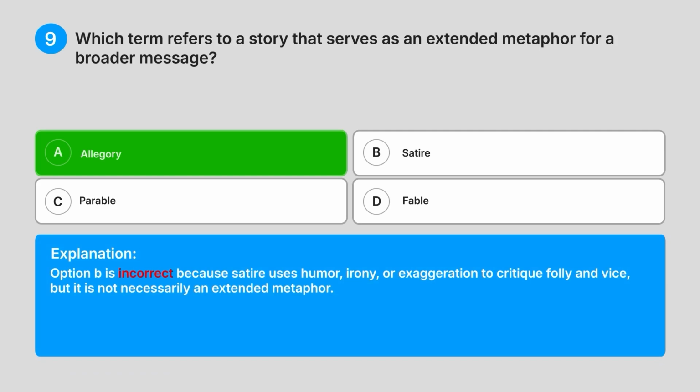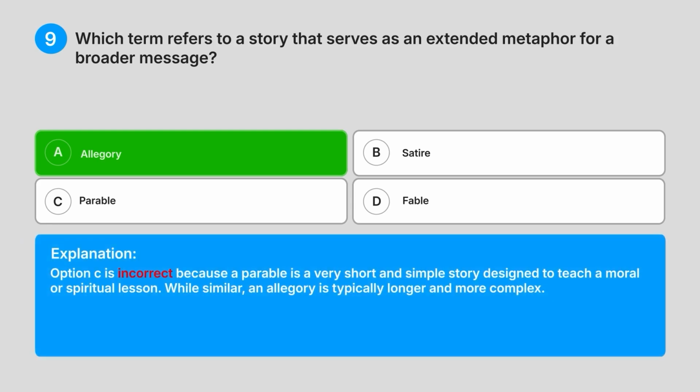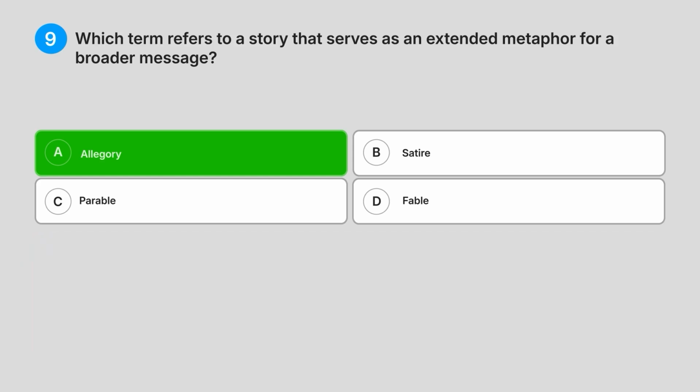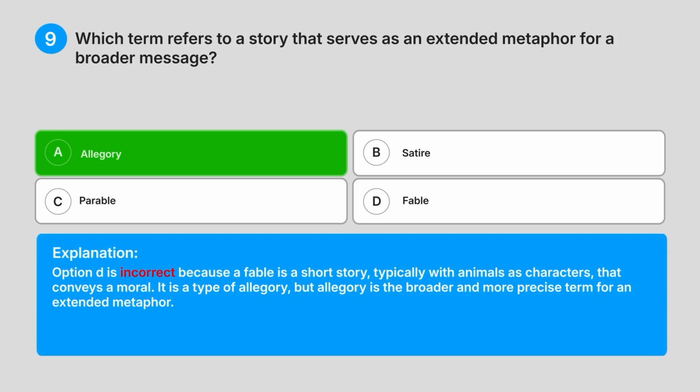Option B is incorrect because satire uses humour, irony, or exaggeration to critique folly and vice, but it is not necessarily an extended metaphor. Option C is incorrect because a parable is a very short and simple story designed to teach a moral or spiritual lesson, while similar, an allegory is typically longer and more complex. Option D is incorrect because a fable is a short story, typically with animals as characters, that conveys a moral. It is a type of allegory, but allegory is the broader and more precise term for an extended metaphor.